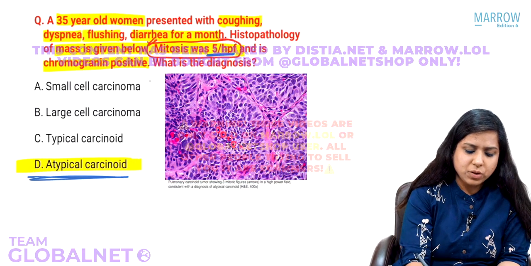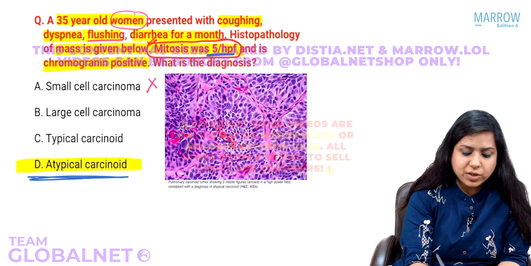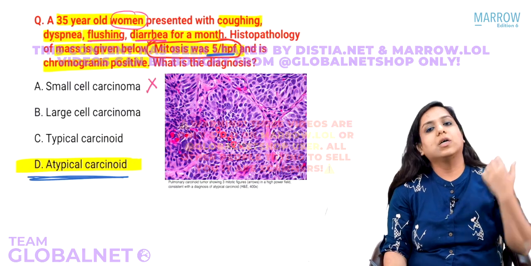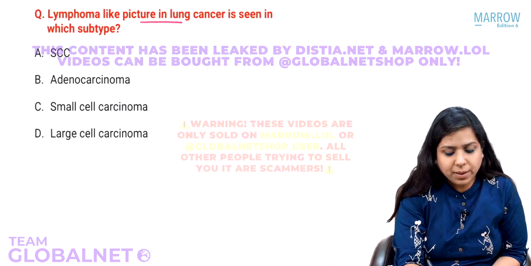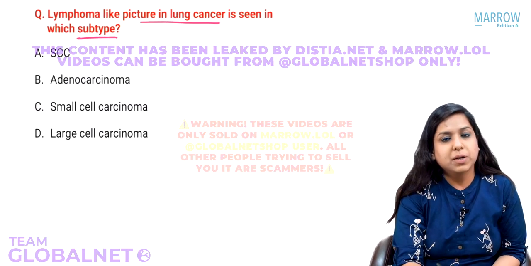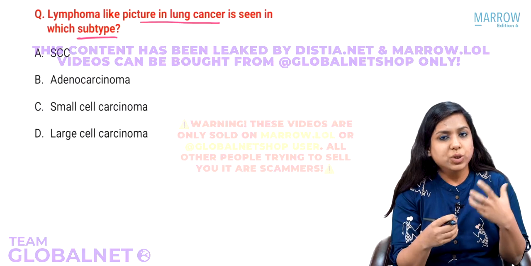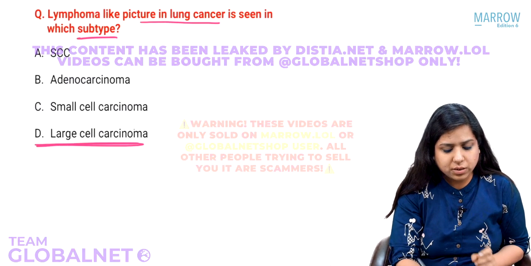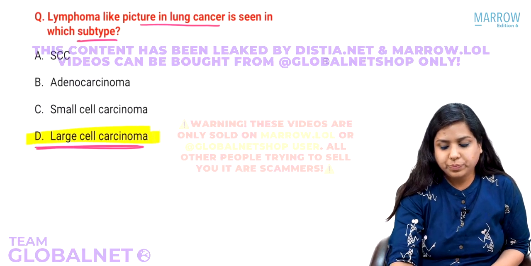It cannot be small cell cancer because it is a woman, no smoking history is given, and the flushing and diarrhea history, all these points towards a diagnosis of carcinoid tumor. Correct? Next. Lymphoma-like picture in lung cancer is seen in which subtype, students? Lymphoma-like picture with large cells, usually looks like diffuse large B-cell lymphoma, is seen in large cell carcinoma of lung, right? It's a feature of large cell carcinoma of lung.